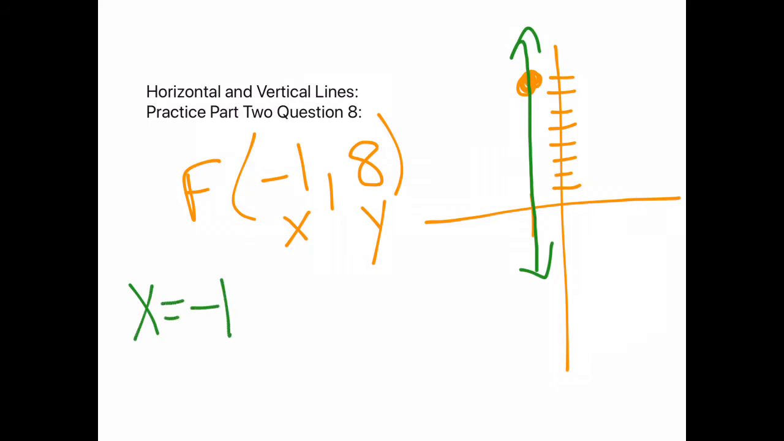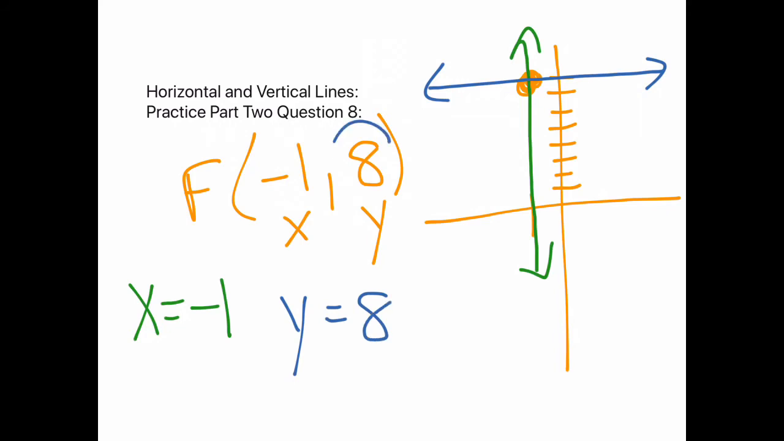And for our y value, it would be at positive 8. So we would need a horizontal line going through here at positive 8. So y would equal 8. And you could notice that the 8 from the y value comes right down here, and the -1 from the x value comes right down there. And that's the answer to that question.